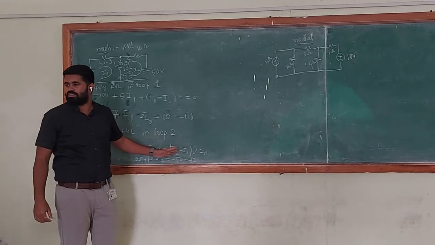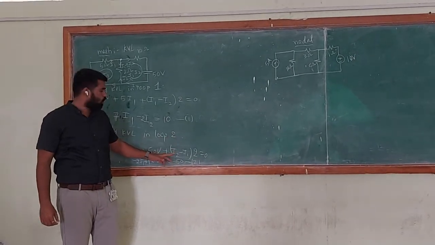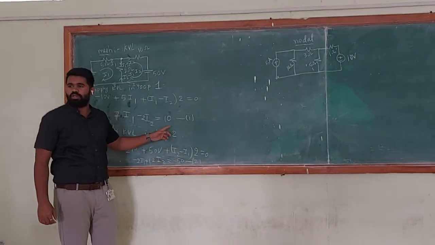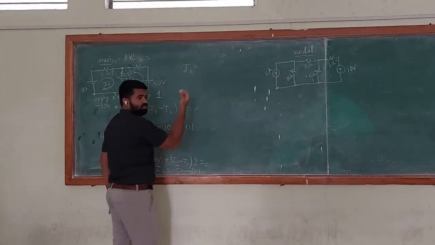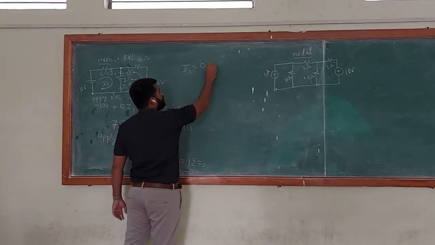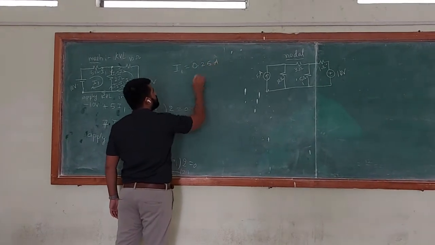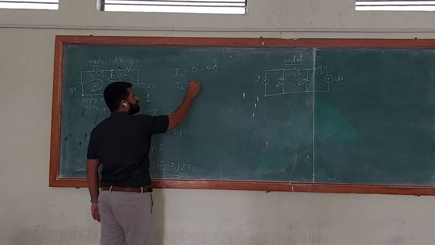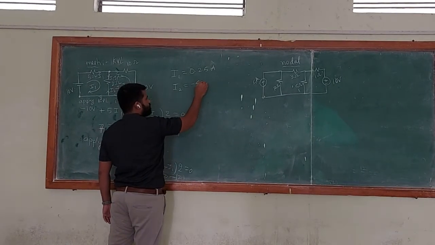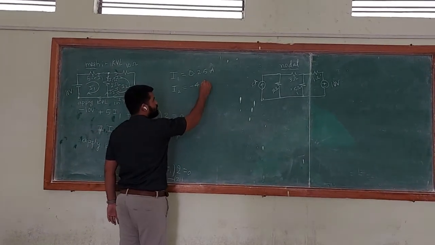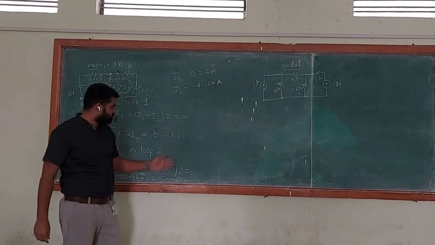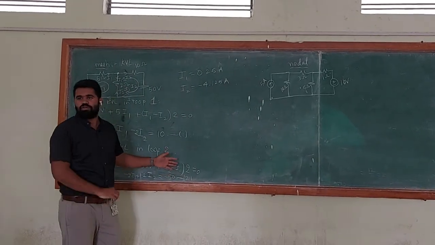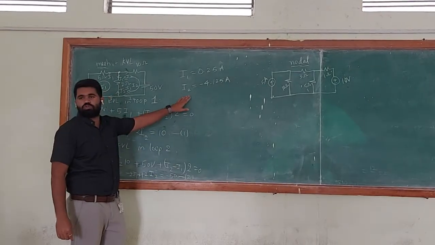Now, after solving these two equations, how many unknown variables are there? 2. How many equations are there? 2. After solving this, you will get the I1 value 0.25, and the I2 value is minus 4.125 amps. We can use a calculator or simplify them using coefficient form. Multiply the coefficients and you can cancel out. You will get these two currents.